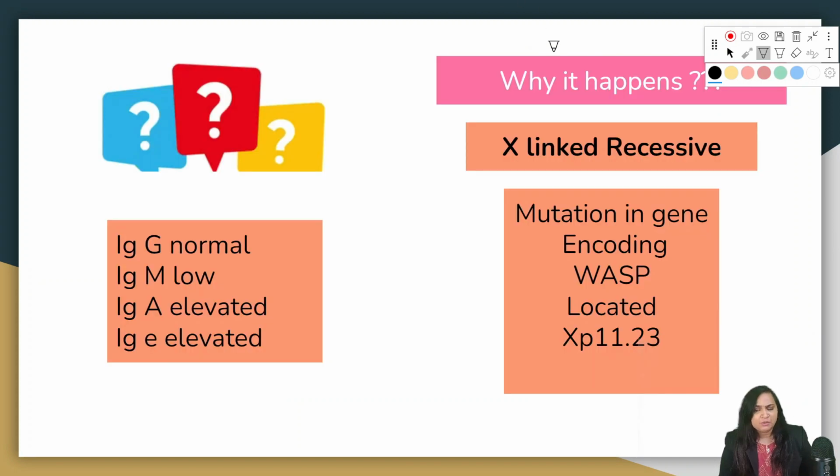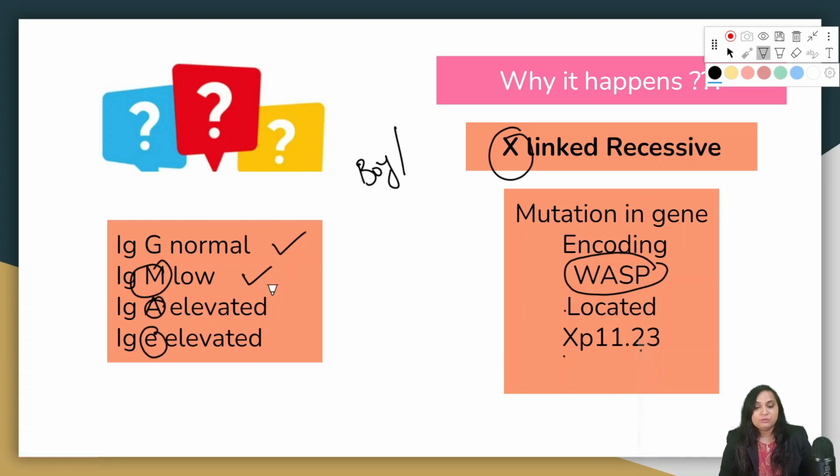So what is it and why does it happen? It is X-linked recessive. X-linked recessive means it manifests in males and females will be carriers. It is a genetic condition, X-linked recessive, in which there is a mutation in the gene encoding WASP gene located at Xp11.23. Here IgG will be normal, IgM will be low. IgA and IgE would be elevated.